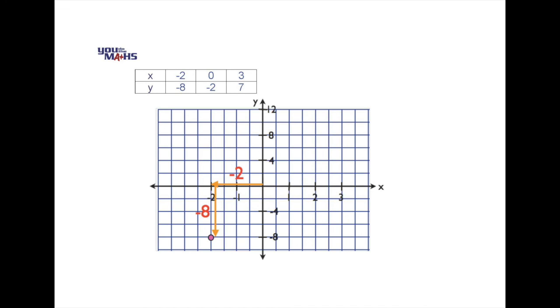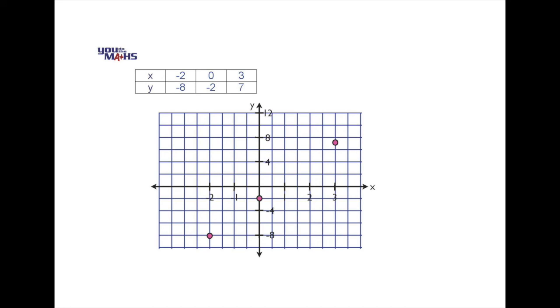And an easy way to remember that is whenever you're plotting points, you need to walk into a building before you go up or down the lift. So there's our point negative 2, negative 8. We repeat the process with 0, negative 2 and 3, positive 7. And it would be wise to pause here to see if you agree with the placement of those points.